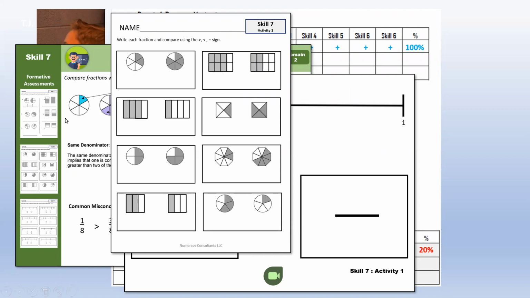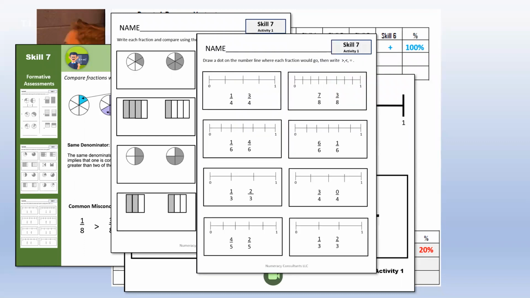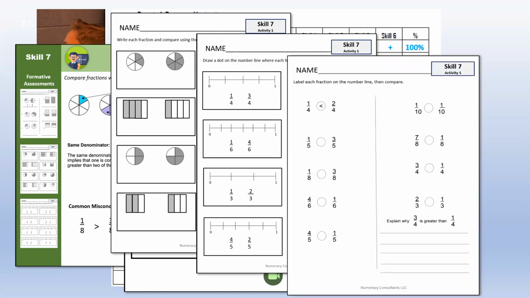There's one type of assessment here that assesses a very concrete understanding of comparing fractions with like denominators. If you take a look, there's another independent assignment that is more abstract. It provides a number line. Students are supposed to plot where they go, and then make their comparisons. And there's another Skill 7 independent assignment where it's just the comparing of fractions, where they'll be focusing exclusively on what you're teaching about, focusing in on the numerator and so on.